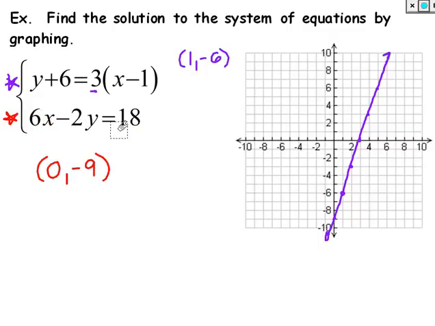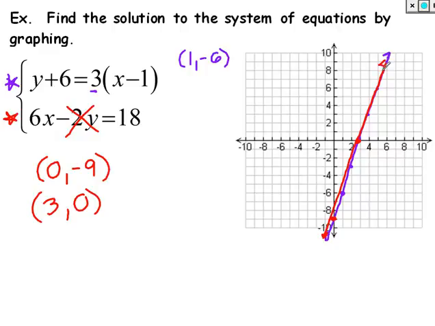If I plug in 0 for y to find the x-intercept, 6 times 3 is 18. So 0, -9, 3, 0. Wait a minute, those points, this actually looks like the same line.